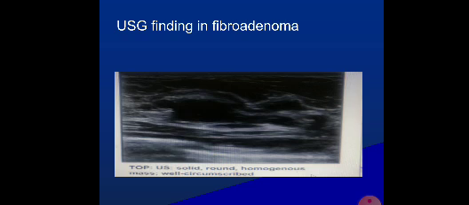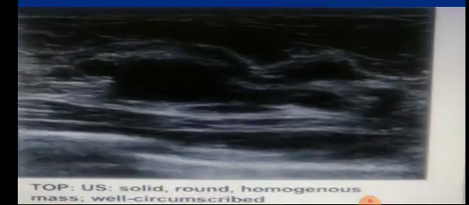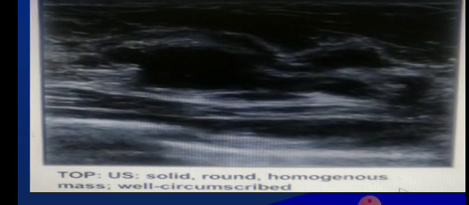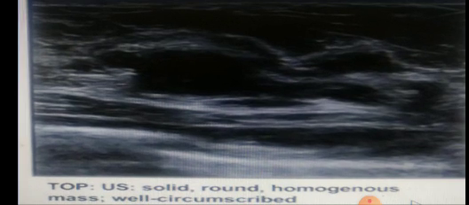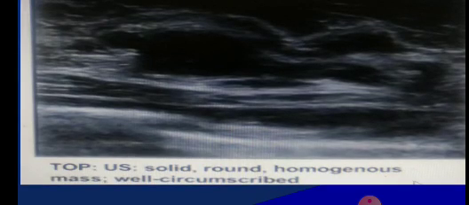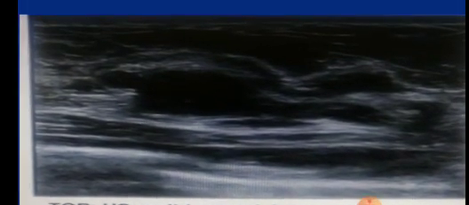mass, the black mass. You can see here these are the striae of the fibrous tissue. Here is a round to oval mass, and it is homogeneous, there is no calcification, no markings, the borders are well defined. So this is a benign condition and more horizontal.